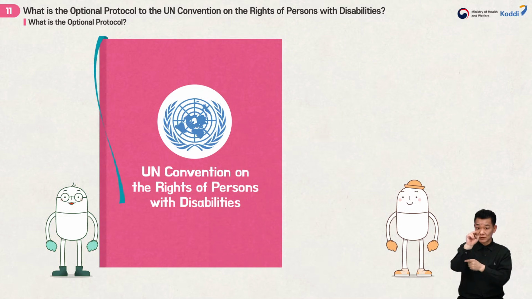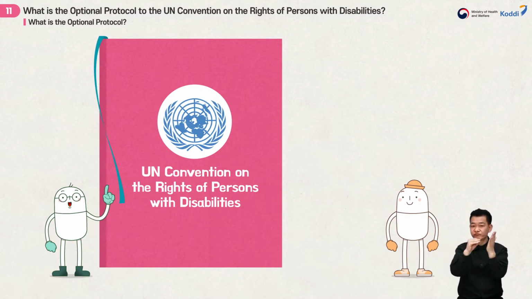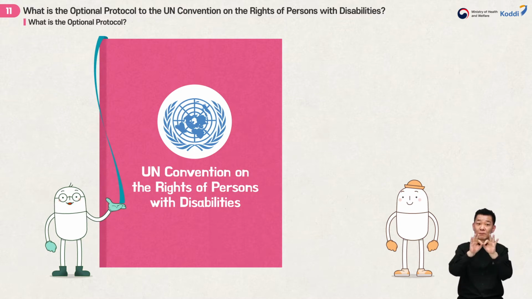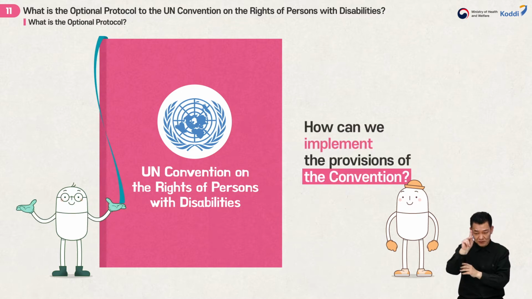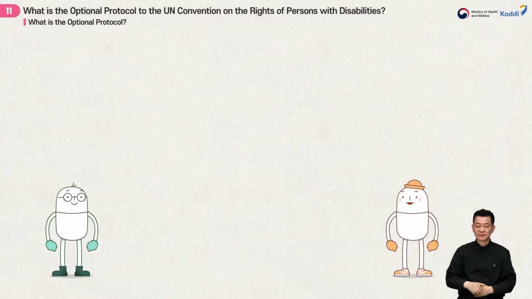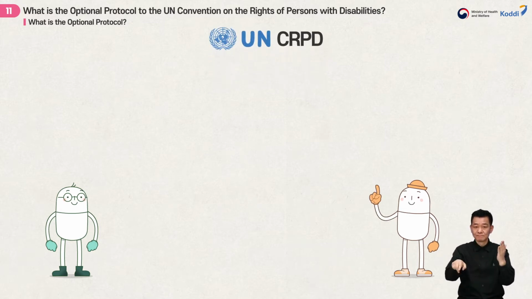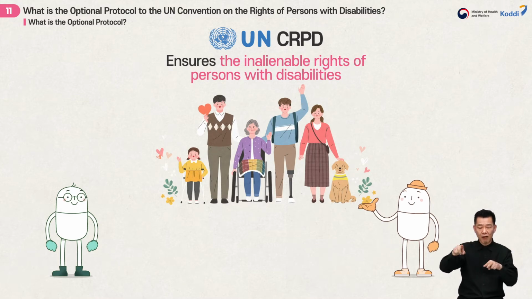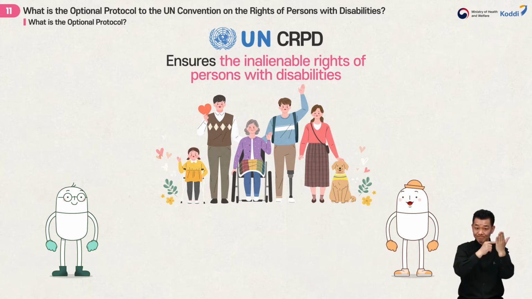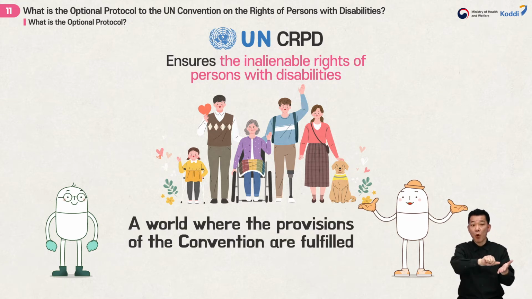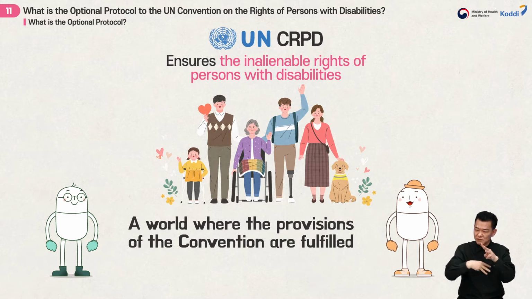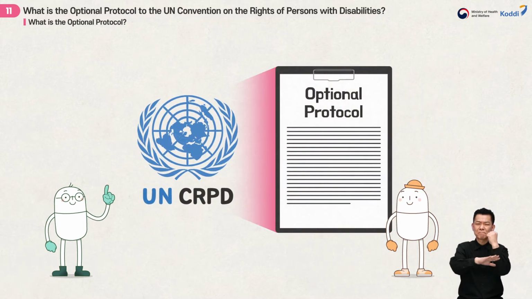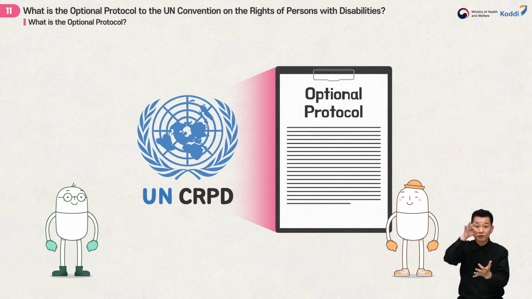Up to now, we have learned about how the UN CRPD was created and its details. The fact that the world agreed upon making such a convention is important, but what's more important is how we can implement the provisions of the convention. I agree. While learning about the content of the convention, I thought that it was really ensuring the inalienable rights of persons with disabilities through various perspectives. And I wish we live in a world where the provisions of the convention are actually fulfilled, not only existing as a written form. Yes, this is why the UN CRPD also has an optional protocol, along with the actual convention.